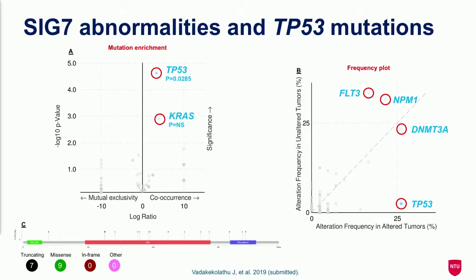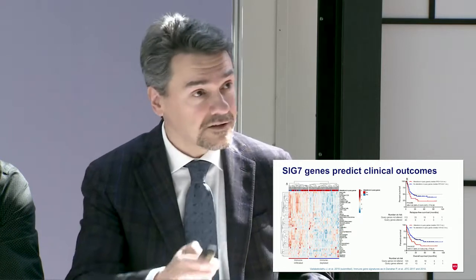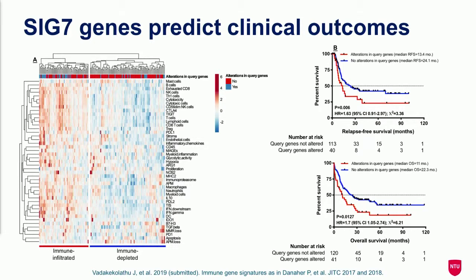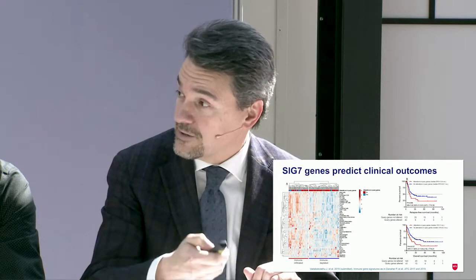TP53 mutation is a clearly adverse prognosticator in AML. Those protein profiles were significantly correlated with TP53 mutations, and also with a hot immunological microenvironment within the bone marrow, shown in the heat map in panel A. Panel B shows significant correlation with patient outcomes. Patients with abnormalities in those proteins had a significantly worse clinical outcome, and this was associated with a hot, so more heavily immune-infiltrated, bone marrow tumor microenvironment.